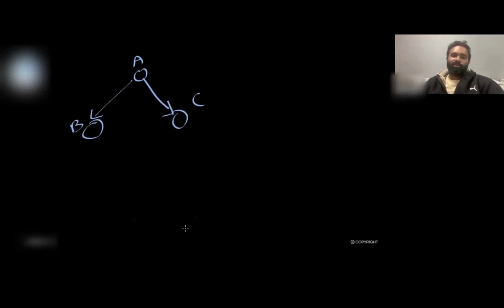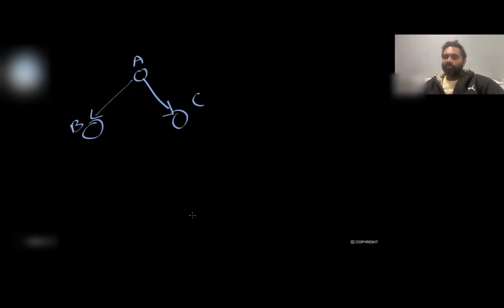So you consider this particular Bayes net. What are the conditional independence assumptions for it? B is independent of C given A. Yes. So if I know the event A, occurrence or non-occurrence of event A, B and C are independent. That's what it is implying.